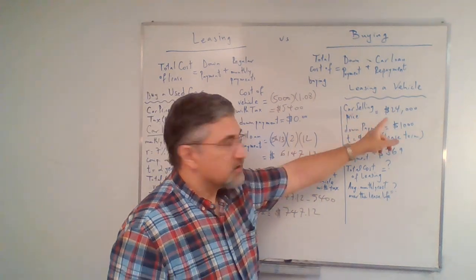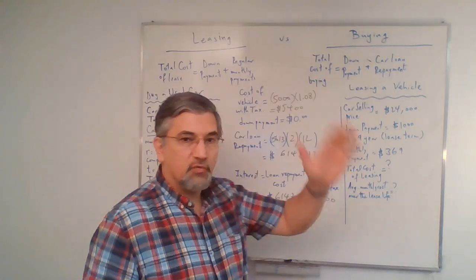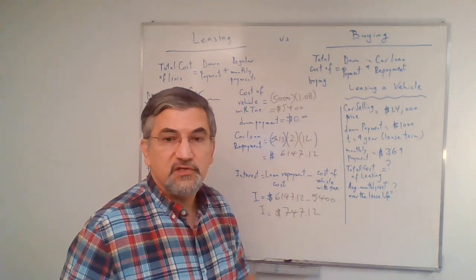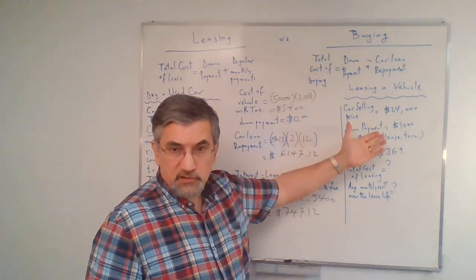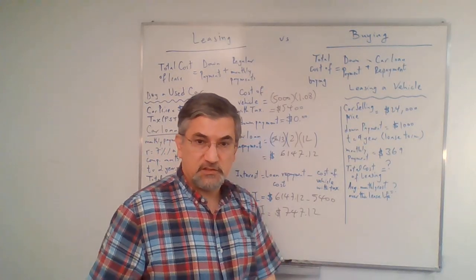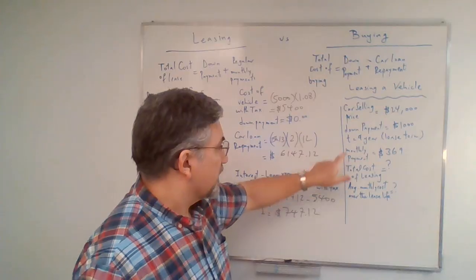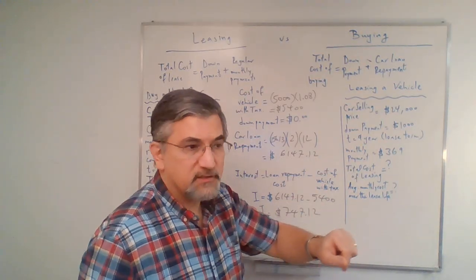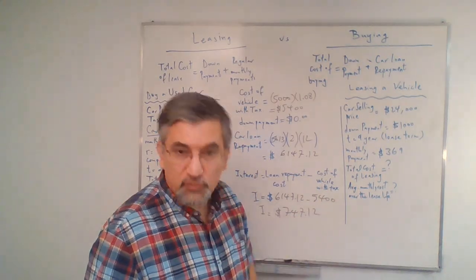The car selling price is $24,000, okay, and it's advertised in the dealership. They say, oh, we have 0% financing deals, this and that. The down payment, you decide to pay $1,000. You can go $0 down payment, or you can put like $5,000 down payment, but you decide to go by $1,000 down payment. And the term of the lease is for 4 years. So after 4 years, you sign the contract. And you promise to return the vehicle after 4 years, okay?